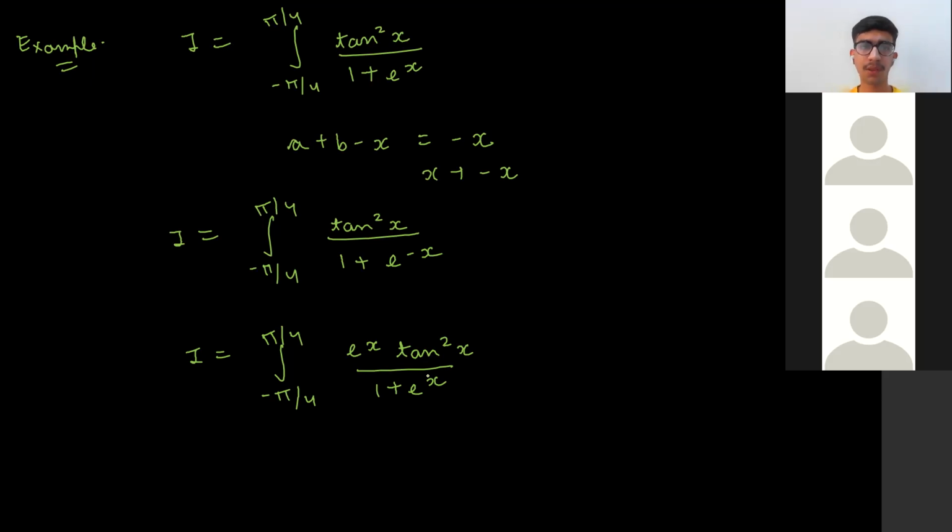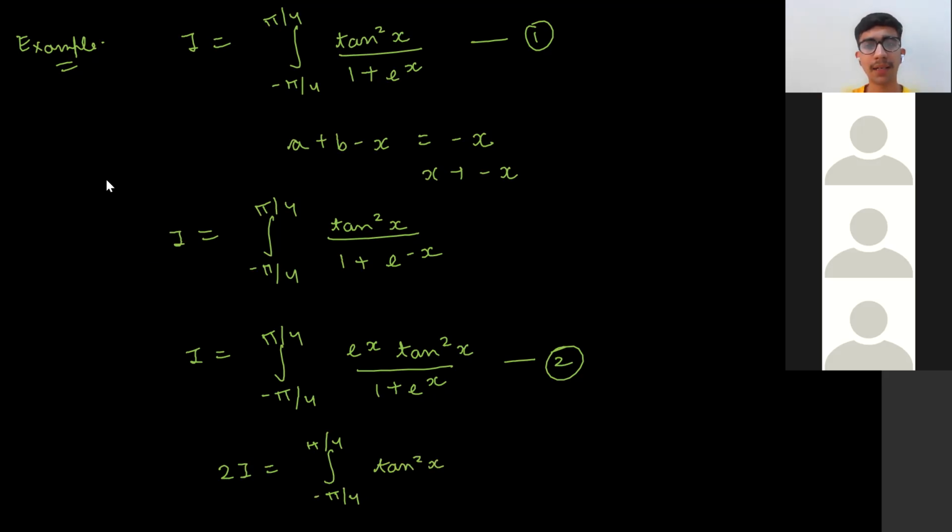Yes, sir. Okay, now add these two integrals and tell me what do you get after this? This integral 1 and this integral. Add these two. e raised to x tan square x plus tan square x, divided by 1 plus e raised to x. So take tan square x as a common factor because that can come out. What will remain is tan square x. So that means 2I is equal to the integration from minus pi by 4 to pi by 4 of tan square x.